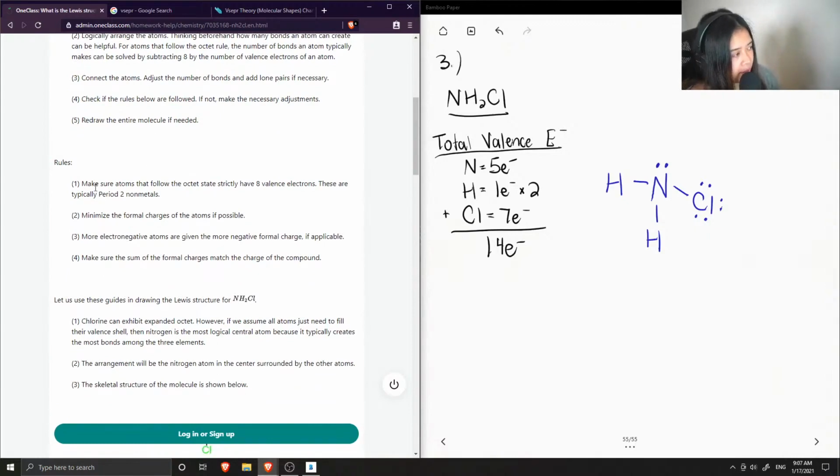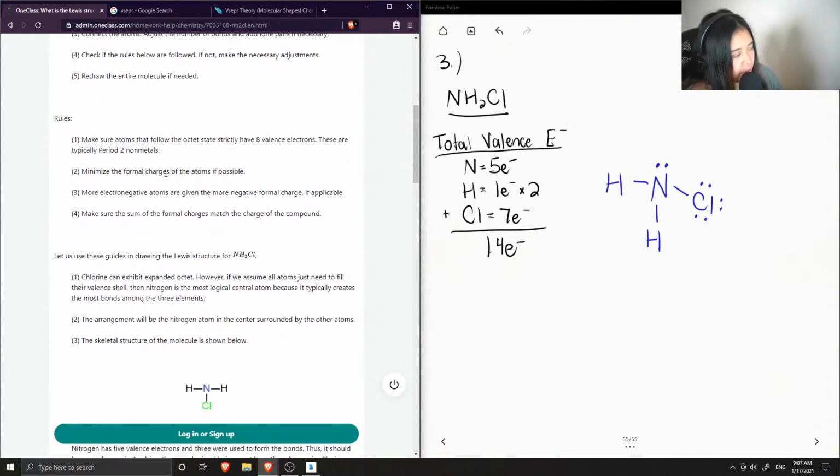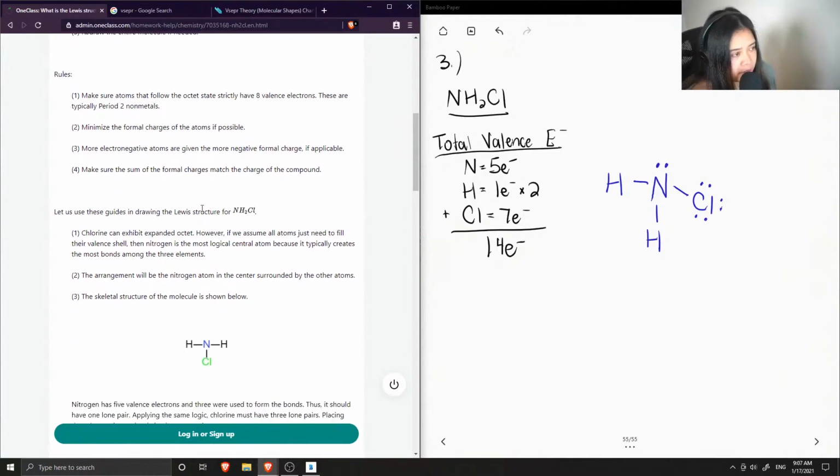But now they have the rules. Make sure atoms that follow the octet rule strictly have 8 valence electrons. Minimize formal charges. More electronegative atoms are given the negative formal charge if applicable. And make sure the sum of the formal charges match the charge of the compound. So we don't have a charge in our compound, so that doesn't pertain to us.